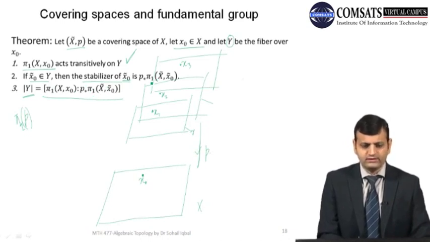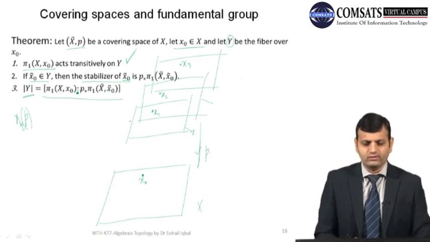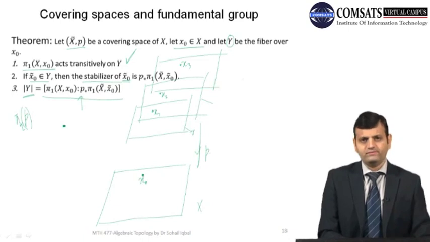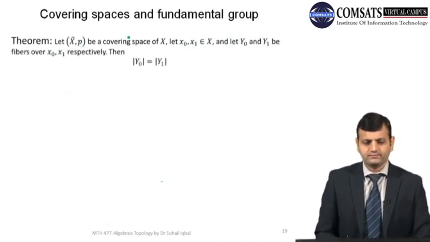Of course we know that when we take the image under p lower star of the fundamental group of the covering space, then it is a subgroup of the fundamental group of the base space. So if it is a subgroup, then we should be able to calculate the number of left cosets. That number of left cosets is going to be the number of elements in the fiber over x0.